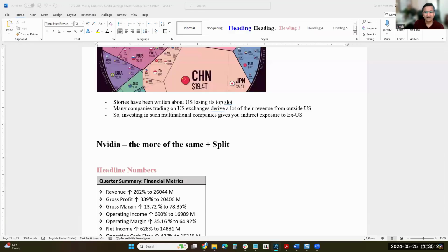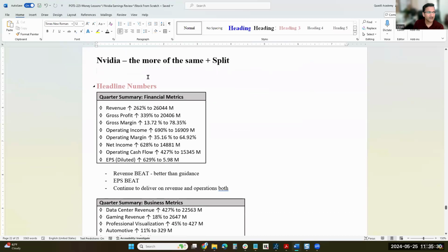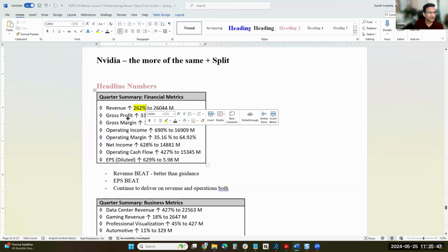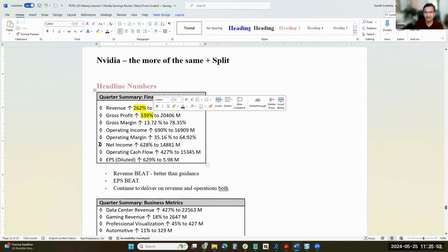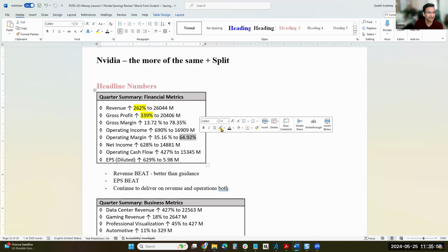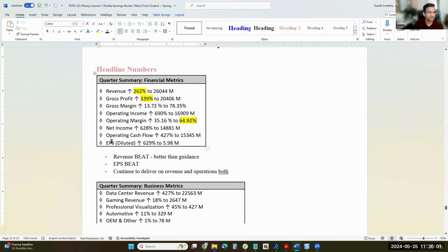All right, let's talk about Nvidia. Nvidia delivered more of the same plus a stock split. Jensen Huang said the S word, but before we get into the split, look at the quarterly summary. It's this 3-digit growth. Revenue is up 262%, gross profit up 339%. So there's nothing to complain about. Operating margin is now 64%, unheard of. Net income is up 628% to almost $1.4 billion.